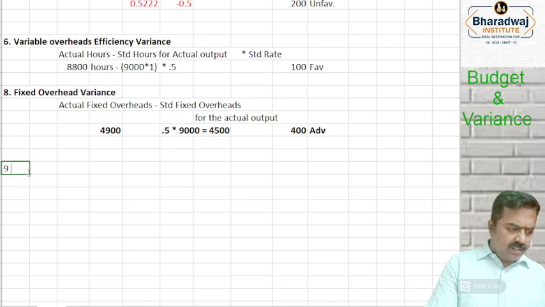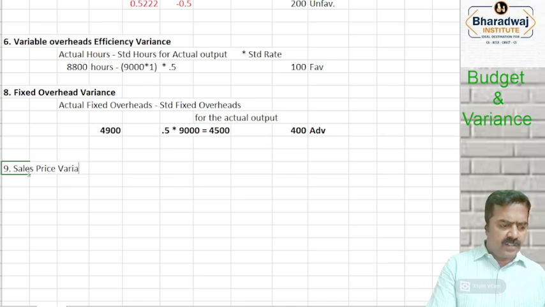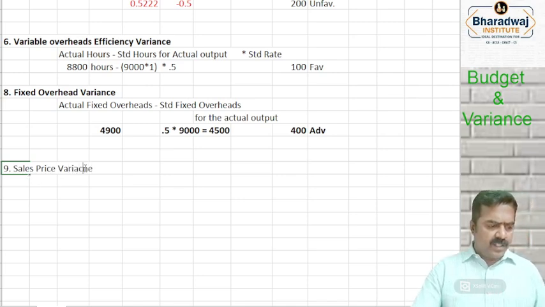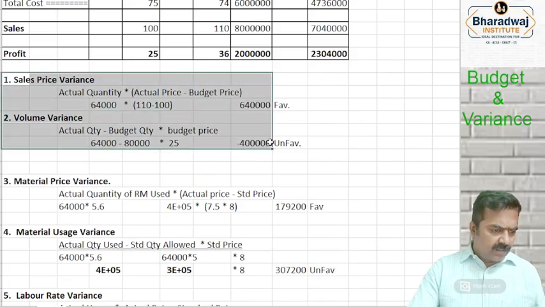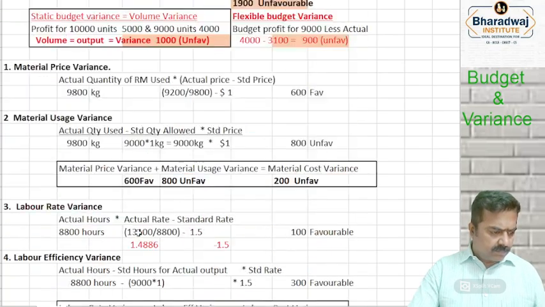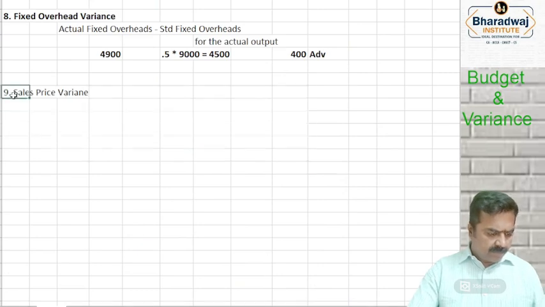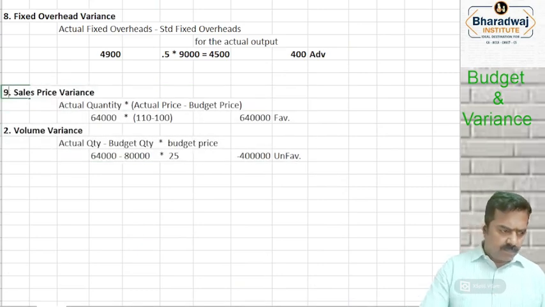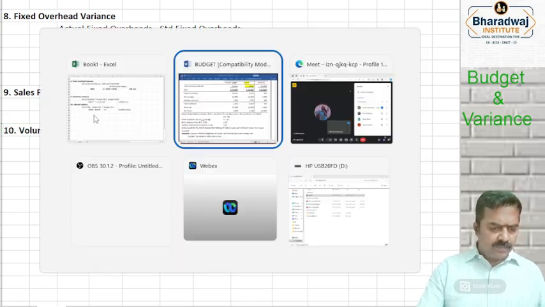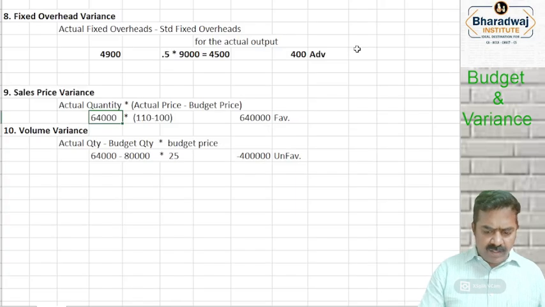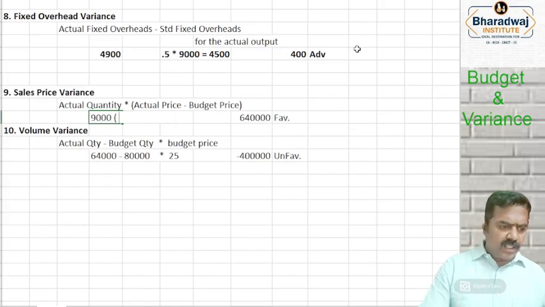Next, sales variances. Sales price variance, how to work out? Same method. Actual quantity into actual price minus standard price. What is the actual quantity sold? 9,000 into the actual selling price.